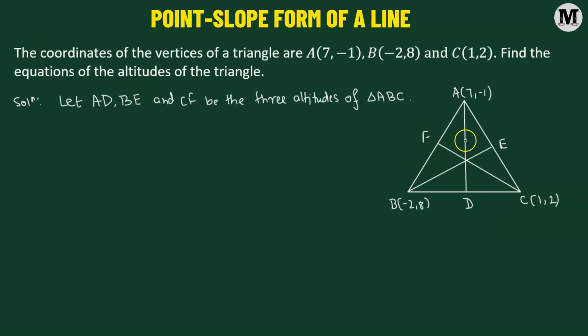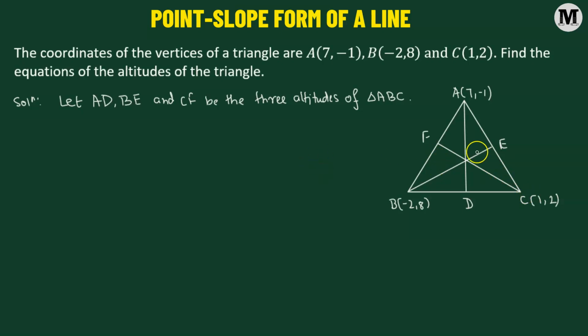Now, since our goal will be to determine the equation of each of the altitudes AD, BE and CF, we need two pieces of information. One is a point that lies on the line. So let's first try to find the equation of line AD. We need one point lying on the line AD, and that's point A. We'll also need the slope of line AD. Similarly, for finding the equation of altitude BE, we'll need the point B and the slope of the line BE. Similarly for CF as well.